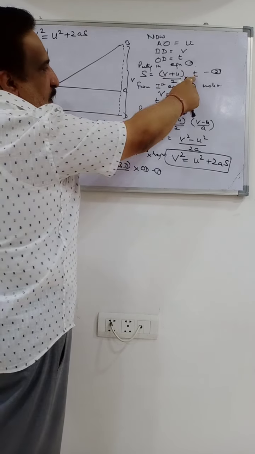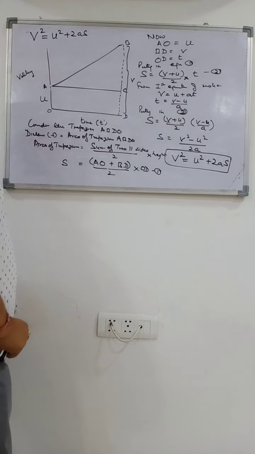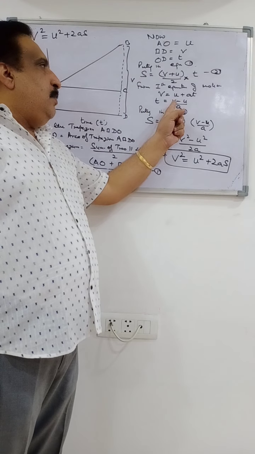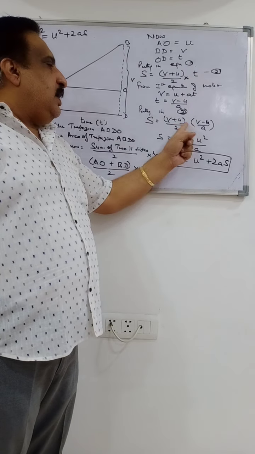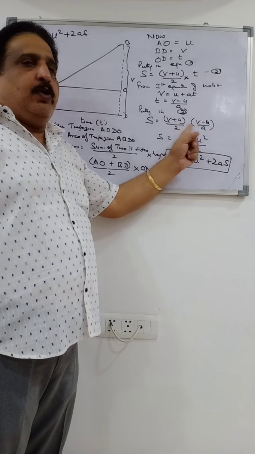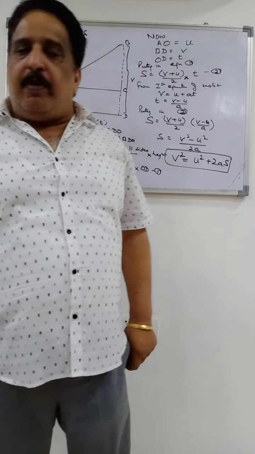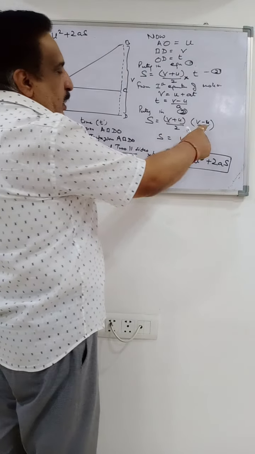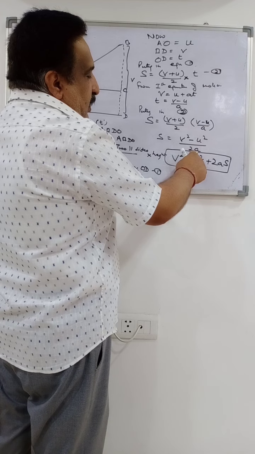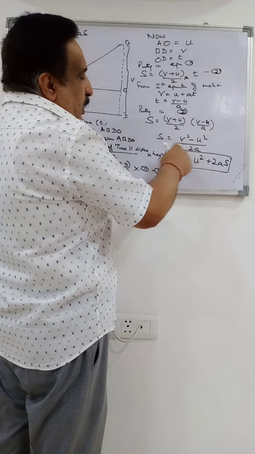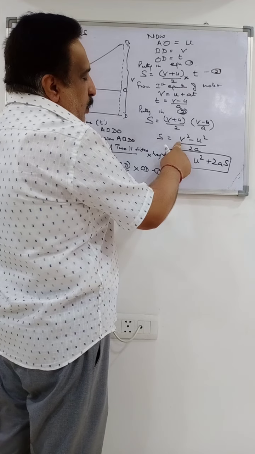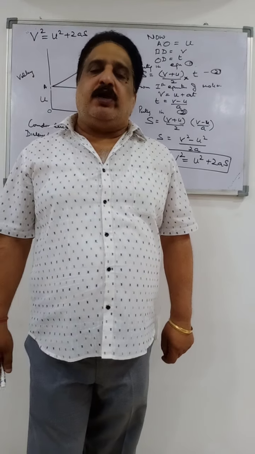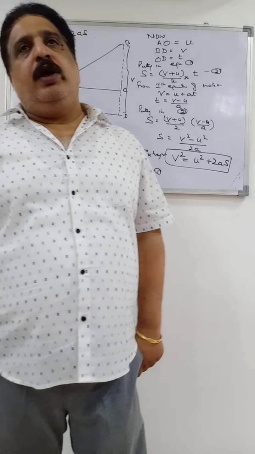Then you put the value of T from first equation of motion. V is equal to U plus AT. So T will be equal to V minus U upon A. Put the value of T here. So do you get V plus U into V minus U upon 2A? What is A plus B into A minus B equal to? A square minus B square. V square minus U square upon 2A is equal to S. So V square is equal to U square plus 2AS. This is the third equation of motion.